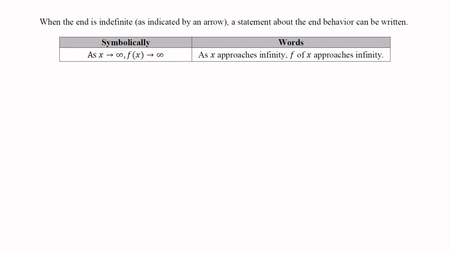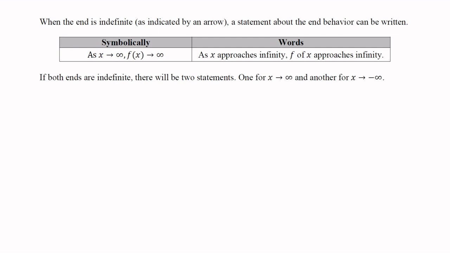So it's read as it's written symbolically. The arrow is used to indicate the word approaches. x approaches infinity, f of x approaches infinity. Really the only thing to learn here is that the arrow is a symbol for the word approaches. If both ends are indefinite, there will be two statements, one for x approaching infinity and another for x approaching negative infinity. We're going to do some examples so you can see how this works a little bit later.